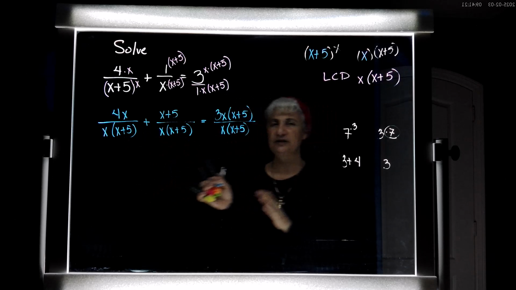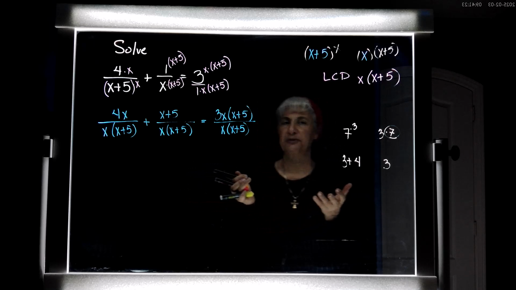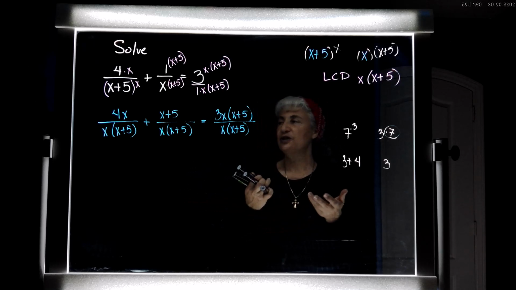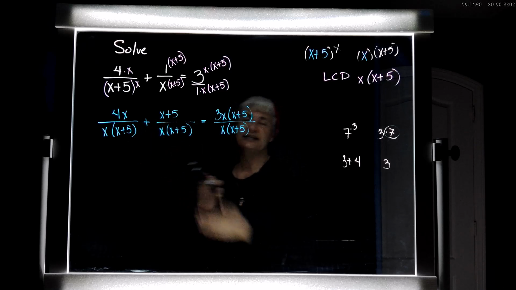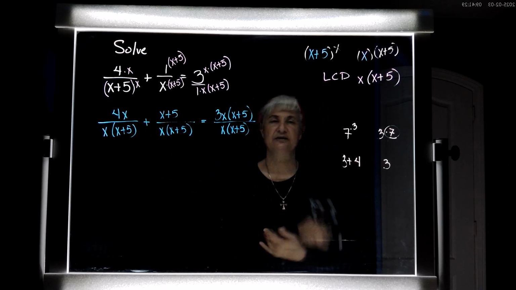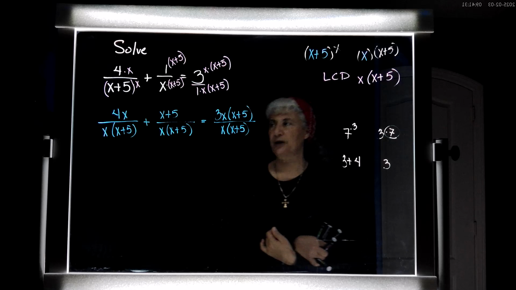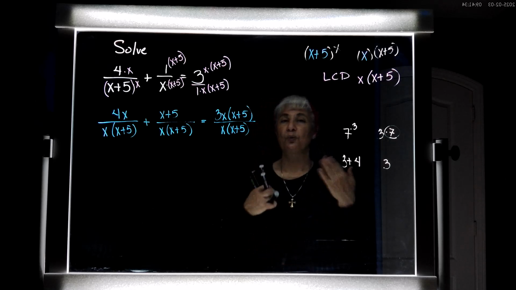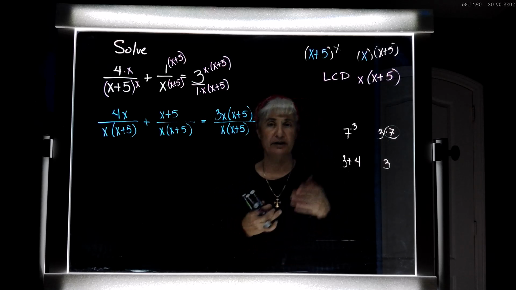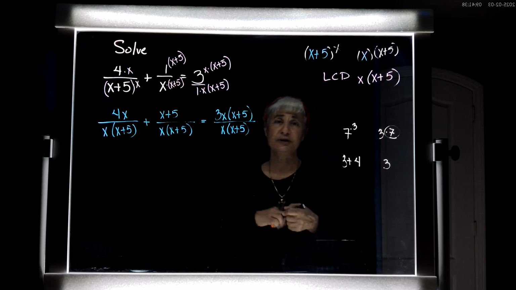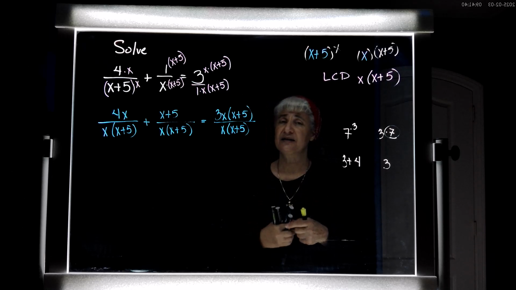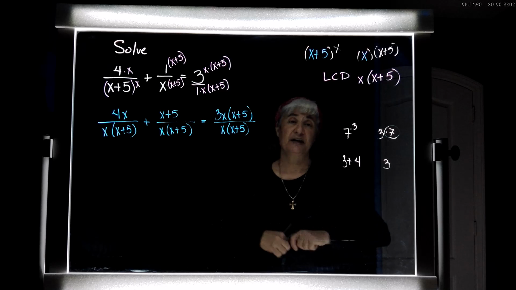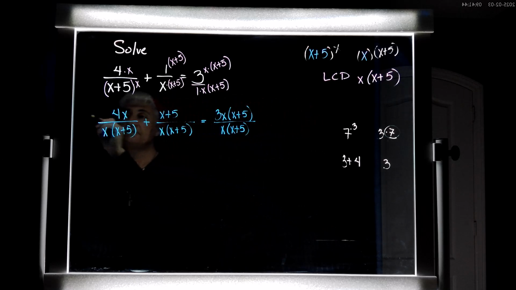Because think about it, if all the denominators are the same, are they going to play any role? All the denominator tells me is what I can add together, right? Or subtract. Yes? Okay. So, what I'm going to do at this point, and I recommend you do the same, is I am going to multiply both sides by the common denominator of x times x plus 5.